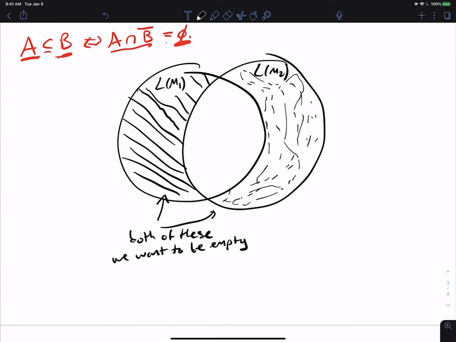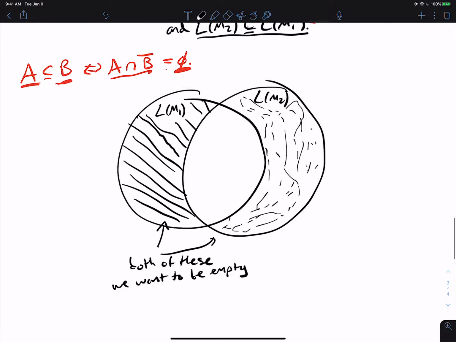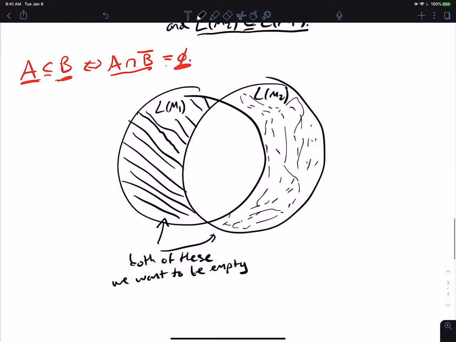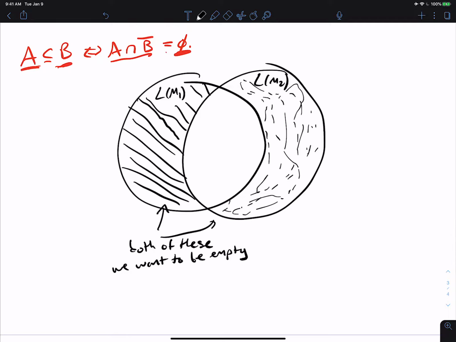Okay, so if one of them is not empty, then that means that one of the subset tests failed, which means that they're not equal. And if there is a string in any of these two areas, then that means that it's a string that is in one of the two languages and not the other one.